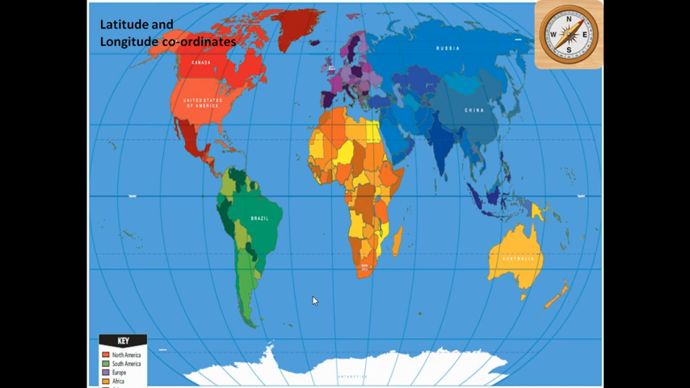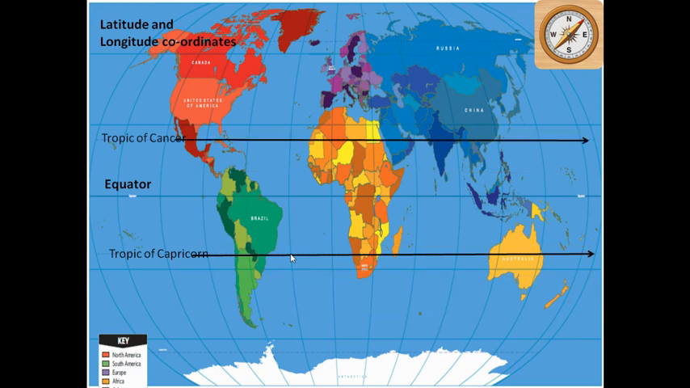Now, today we're going to take what we know about latitude and longitude, and we're going to look at the coordinates. We're going to come to that in a minute. Here's the equator, this line going right across the middle of the world. And these lines are going to be more important for today's lesson. Here's the Tropic of Capricorn, this dotted line that goes right across the world here. And then here's the Tropic of Cancer.